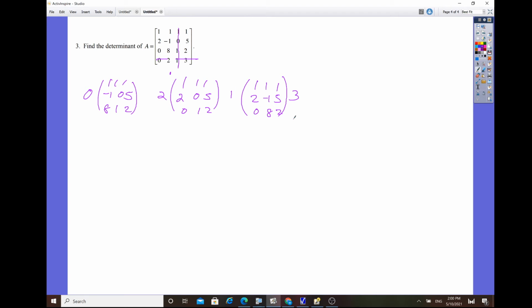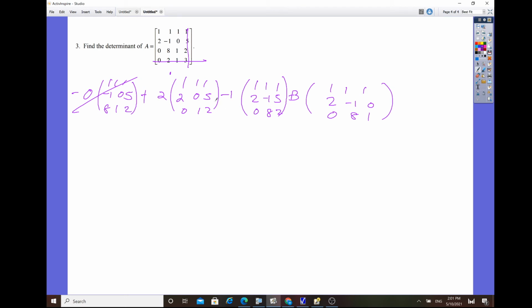And then for 3, cross out the bottom row and the fourth column. So we do have 1, 1, 1, 2, negative 1, 0, 0, 8, 1. And then check the cofactor. So we do have positive, negative, positive, negative. So this would be negative, positive, negative, positive. Obviously this one is 0, so just cancel.